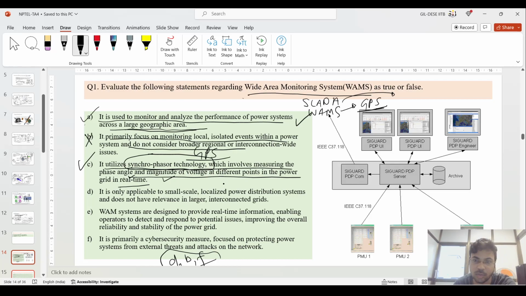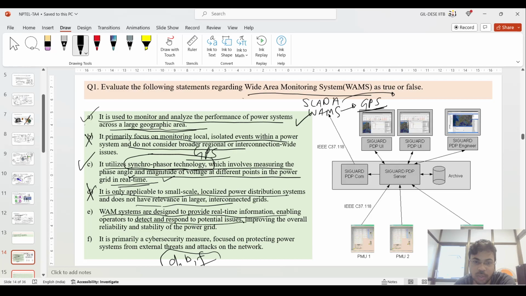If you have a certain power grid, there are certain regional grids also, no? If you have a certain bus at Mumbai and you want to measure in Kanpur, then you can measure using these PMUs, this WAM system. You can measure the bus voltage of Kanpur by sitting in Mumbai. So this is the advantage of this wide area monitoring system. And coming to the D part, that it is only applicable to small scale localized power systems and does not have relevance in the large, that is false.